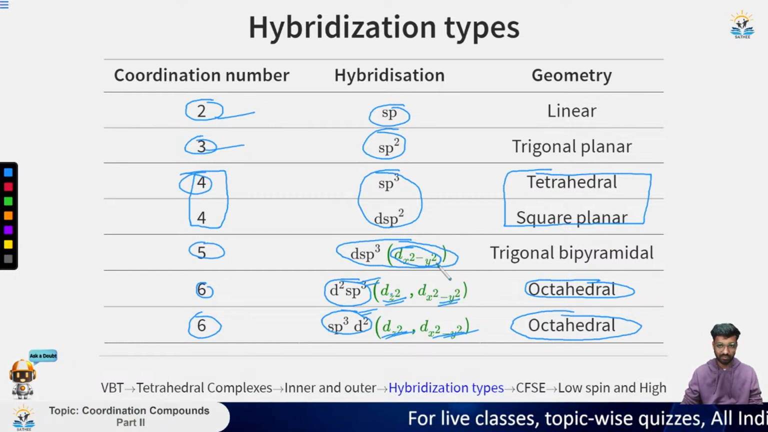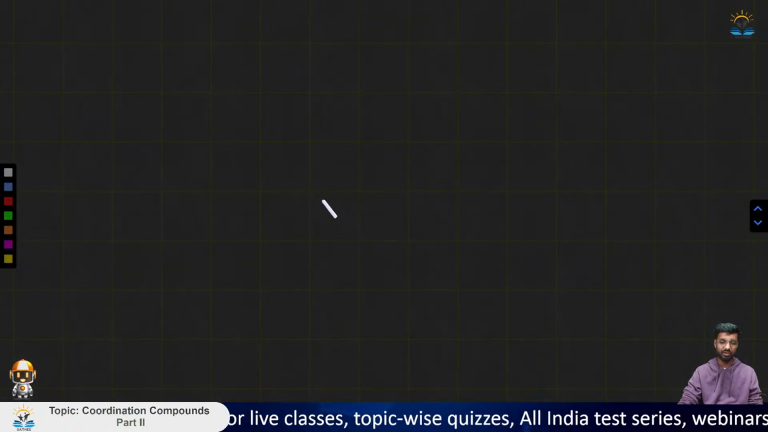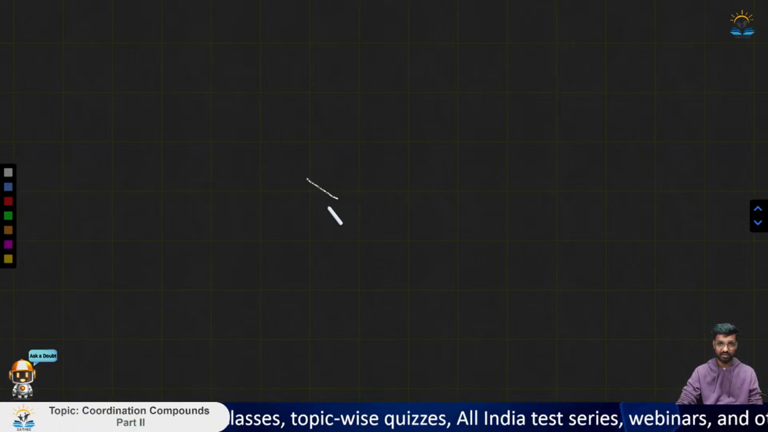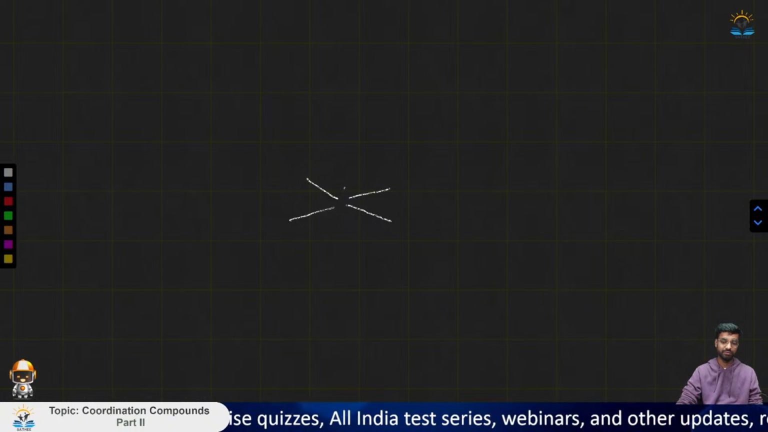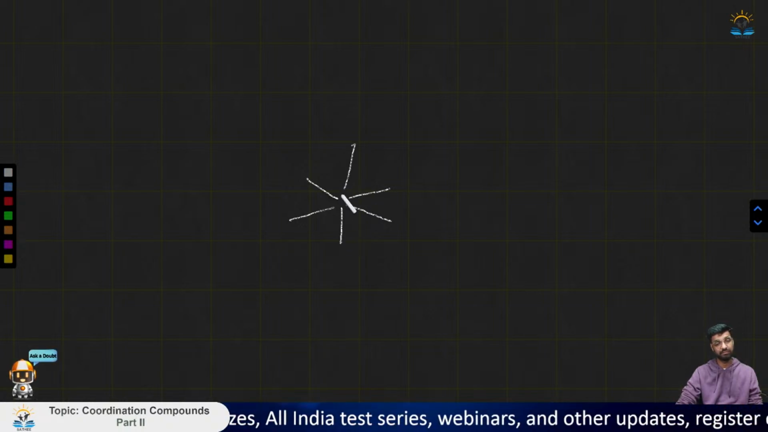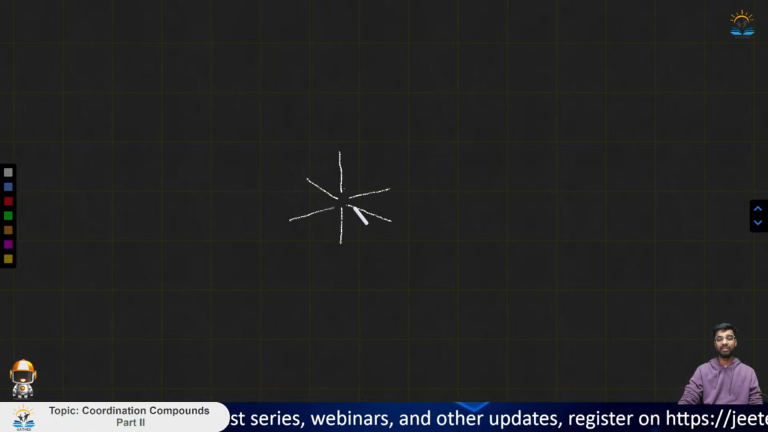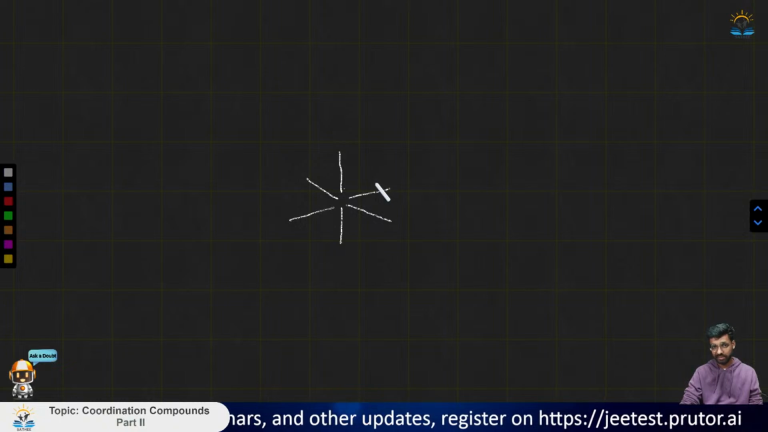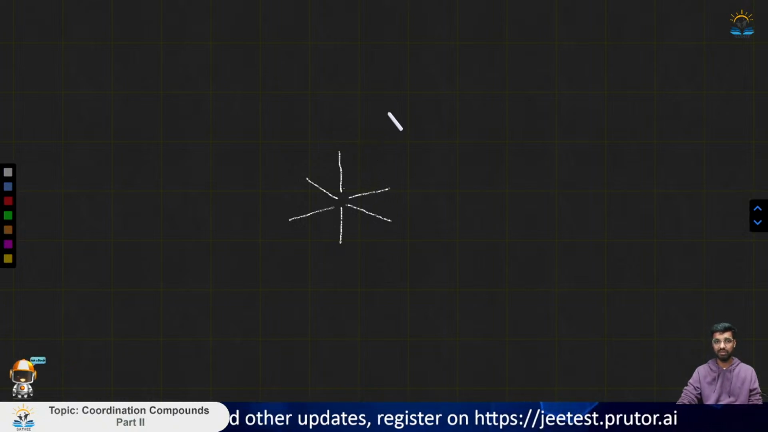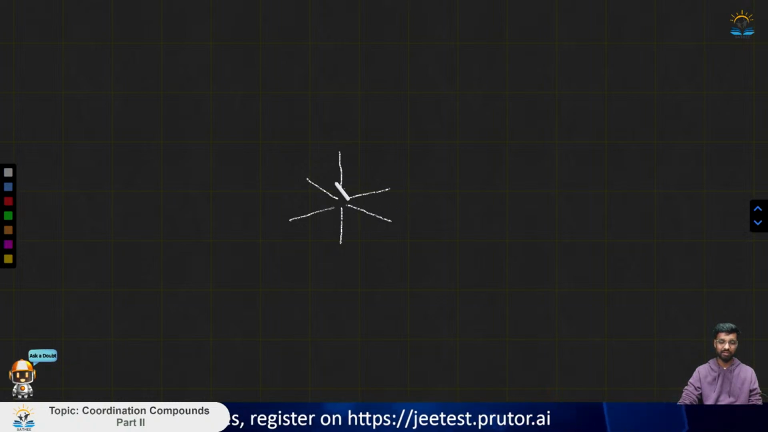So how do we know why this orbital is only participating? If you look at the structure of this octahedral, you can see that we are forming this kind of structure. Okay, so this kind of structure is formed. Now one thing to notice about these octahedral complexes is that the ligands are approaching through the axes. Ligands will approach through the axes, this one, this one, this one, and this one, and this one.